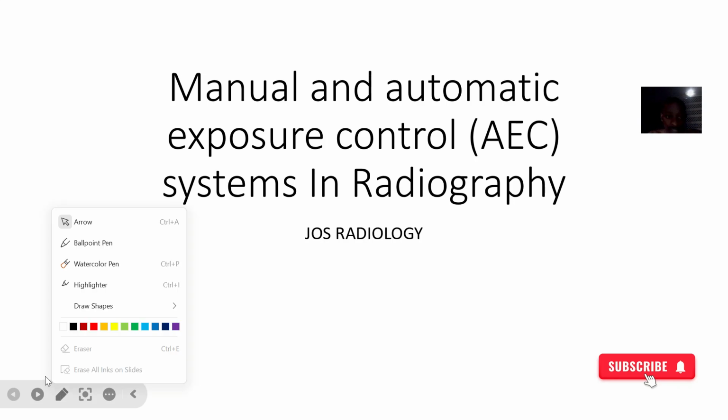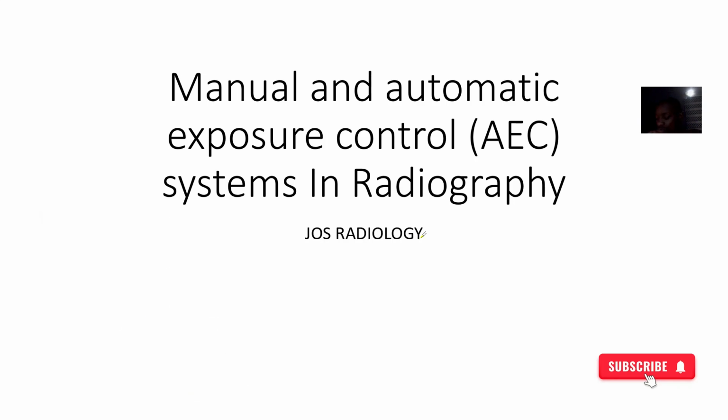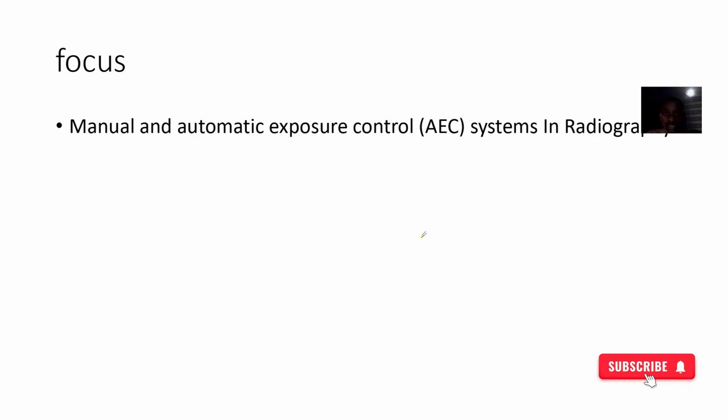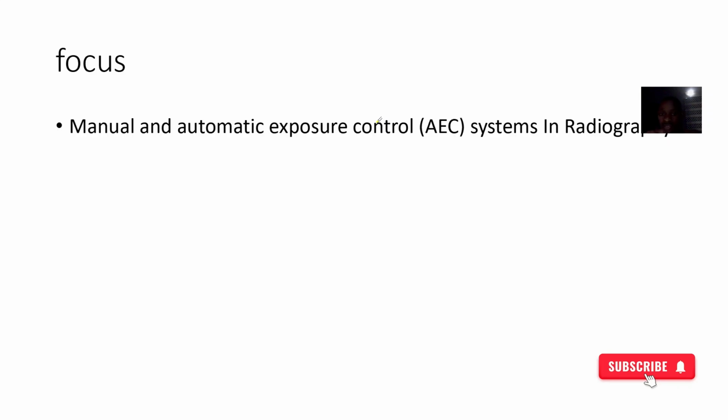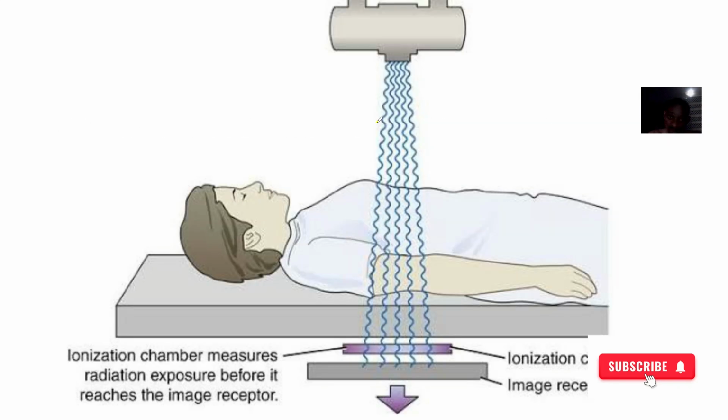So in imaging patients, there's a very important aspect, which is that you're trying to control the amount of exposure, the amount of radiation energy that is actually reaching the patient. There's a way you can control it manually, and there's a way you can control it automatically. So let's look at these two ways. It's all about controlling the amount of radiation energy reaching the patient.